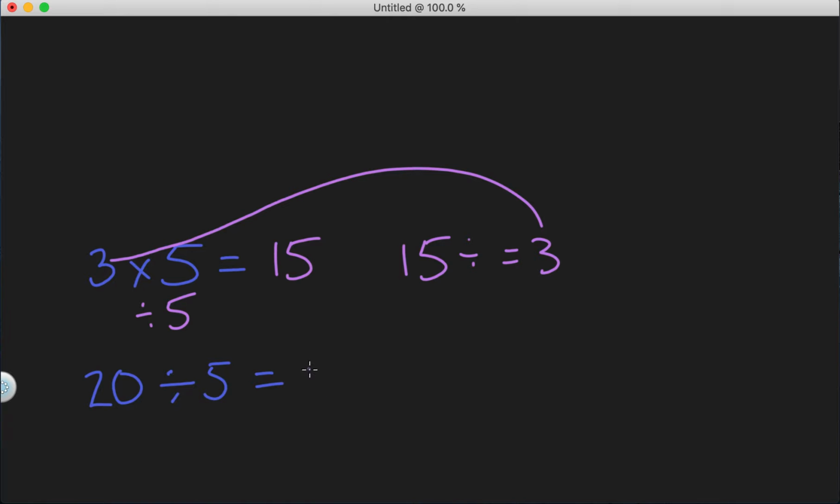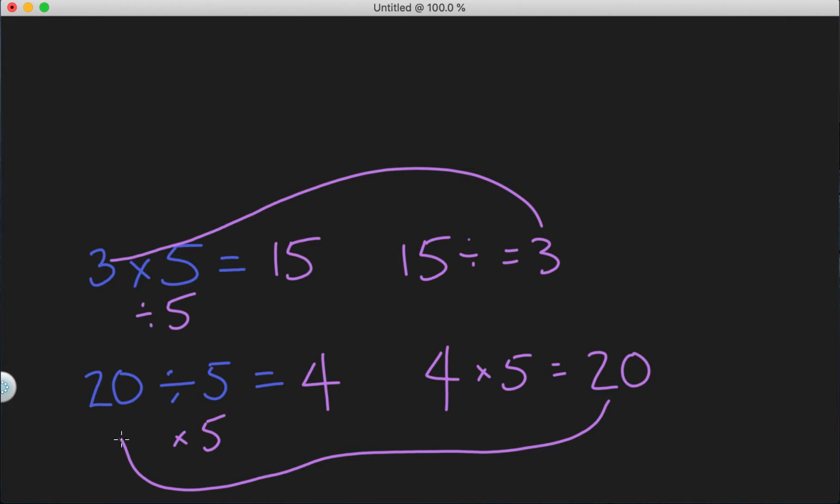20 divided by 5 gives me 4. If I start with that 4, the opposite of divide by 5 would be multiply by 5. And again, we end up back at the original. So this is why they're called opposites. They reverse or undo the original.